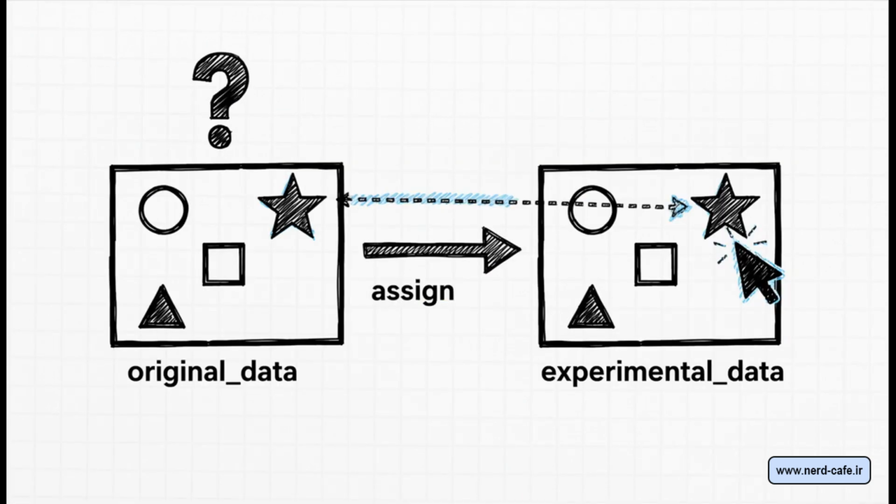Let's actually see this happen. Here on the screen, we've got our original data. Simple enough. Then we just do experimental data equals original data. Seems harmless. We go ahead and change a value in our so-called copy, but wait a minute. When we print the original, it's changed too. What is happening? This isn't a bug, by the way. This is actually how Python is supposed to work, and it's all about how it handles objects.